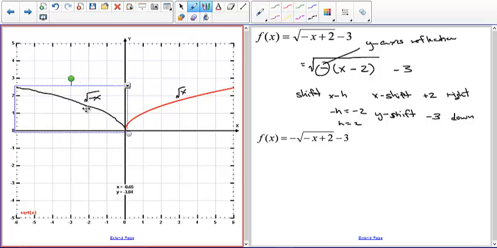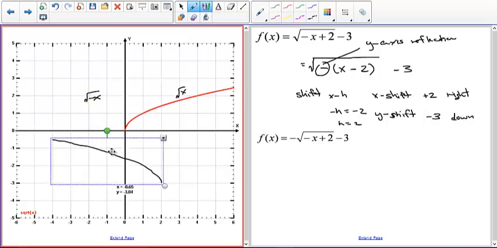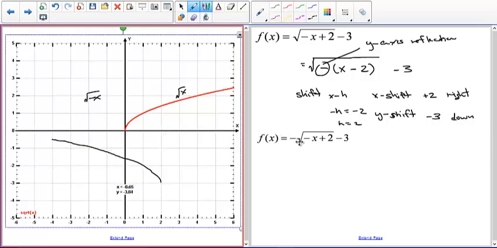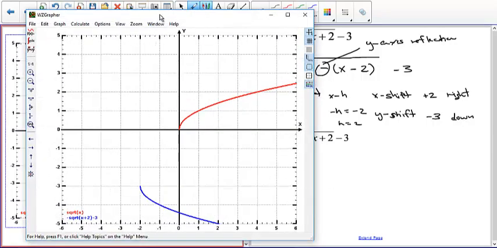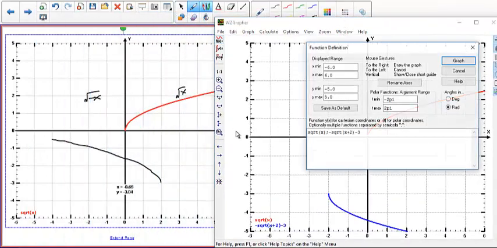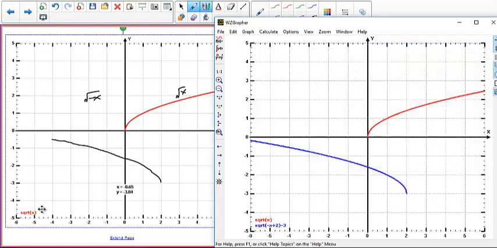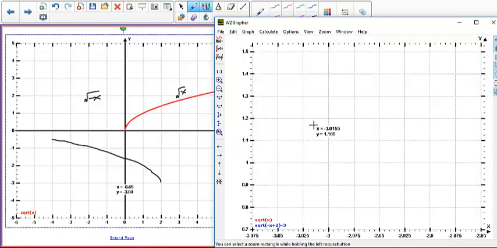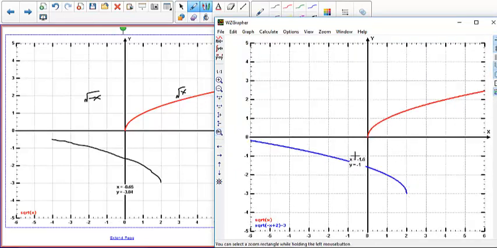And then I take that and I shift it 2 units in the positive x direction, 3 units in the negative y direction, and there I go. And again, I'll pull up the graphing program, and the second function is not negative the square root of x, but square root of negative x plus 2. Okay, so I graph that, and what I should see is that, which I do. Notice it's flipped across the y-axis, and then it's shifted to the right 2 and down 3.